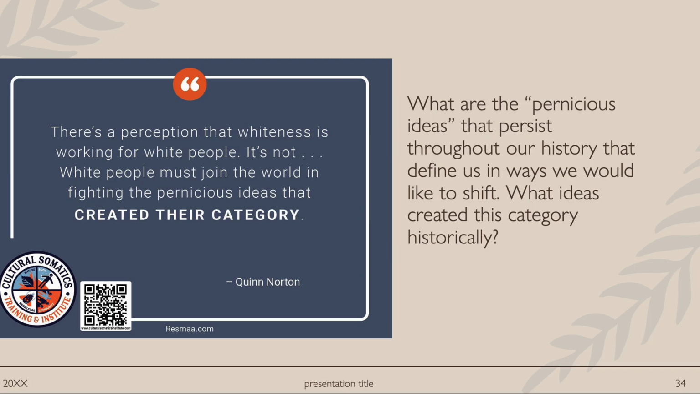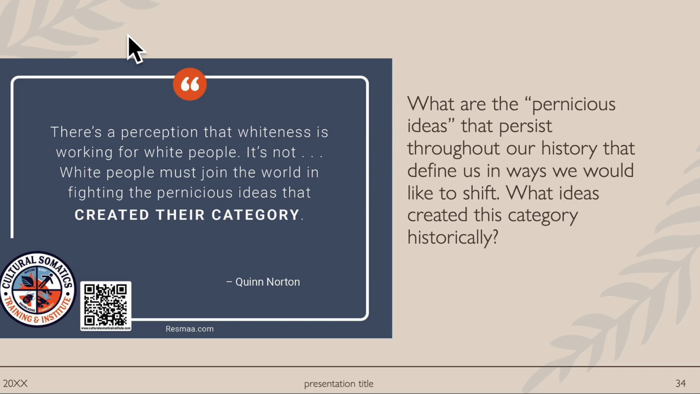And here's another identity that is really important to think about. It's named whiteness, right? So it's an idea. It's not that you're white. And this perception that whiteness works for white people is what I would call a pernicious idea. It's persisted throughout history and defined us in ways that we should shift.